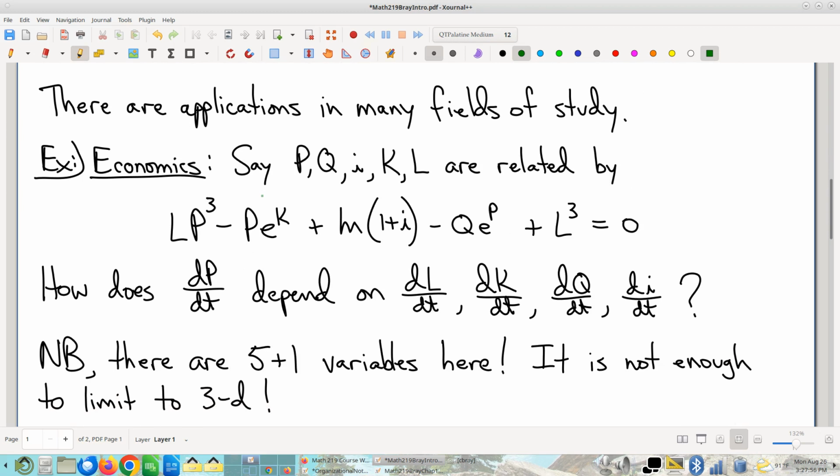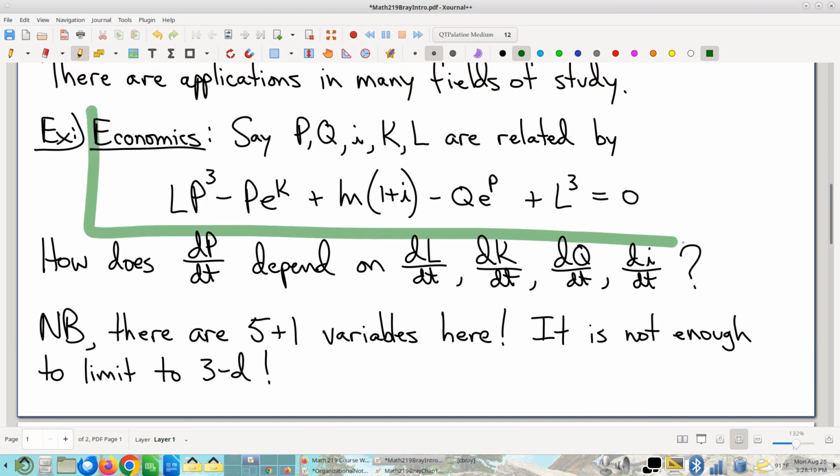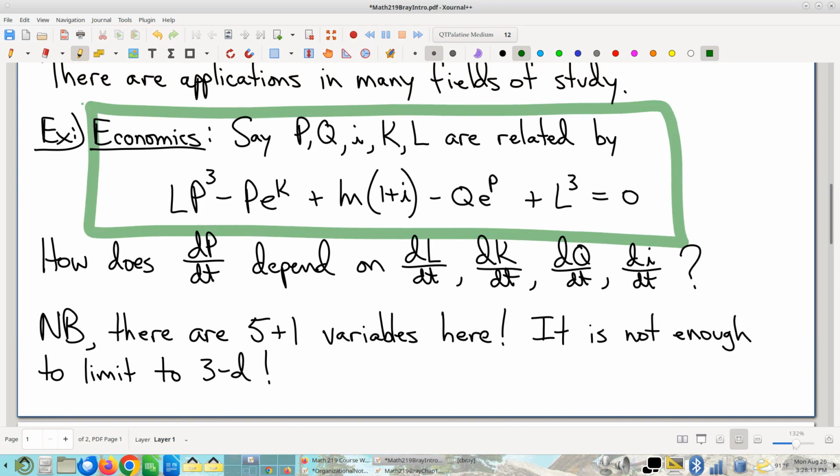I want to show you some application-specific examples, in particular fields, applications that make sense just in those fields. So let's look at an econ example here. This is what you might call an economic model, and I just made this up. This is probably not a real economic model, but this is kind of what economic models look like. You've got a bunch of variables: price, quantity, interest rate, capital, labor, right? Stuff like that. And your economic model is typically not going to take the form of price equals the following function.